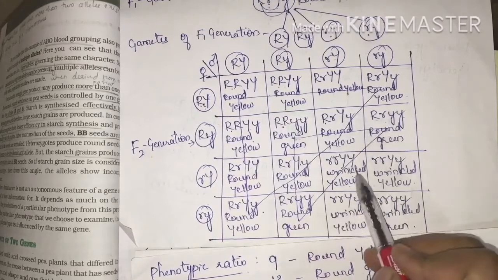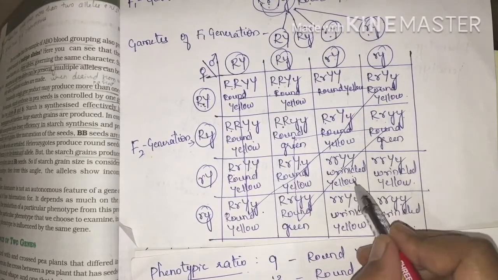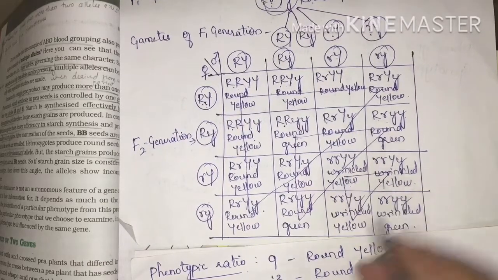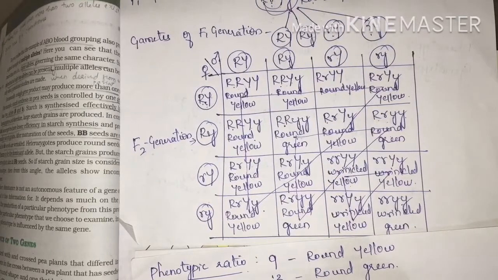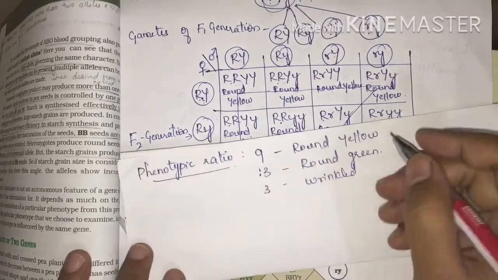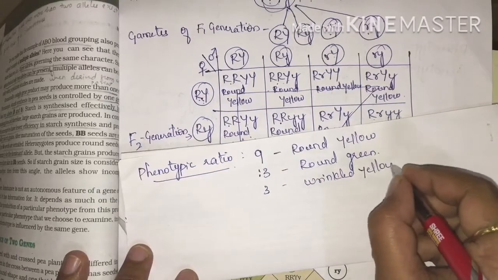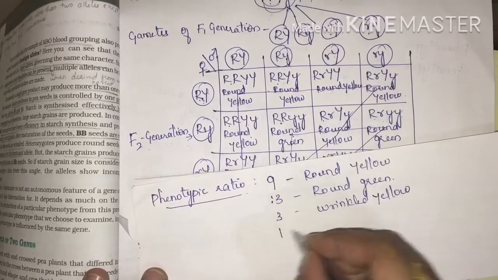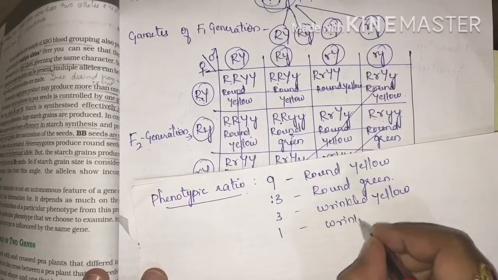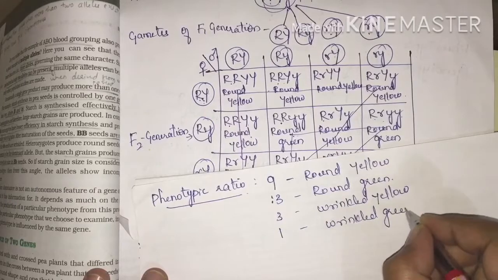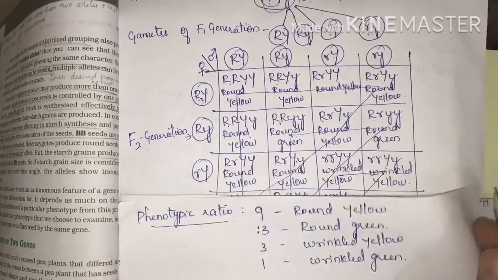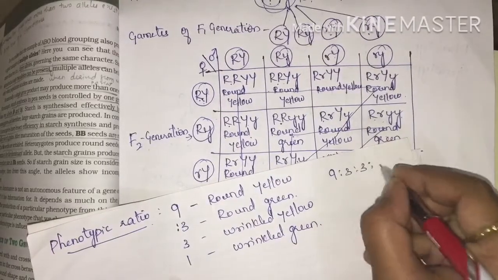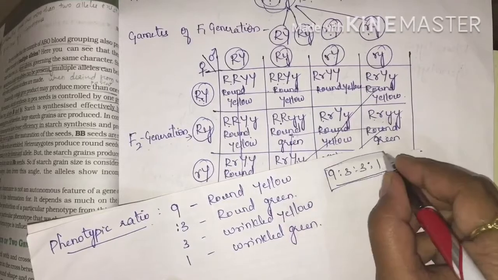Okay, now we have counted this. Next comes wrinkled yellow. Wrinkled yellow 1, 2, 3. So 3 of those wrinkled yellow, and lastly only one has been left, that is wrinkled green. 1 wrinkled green. Okay, so what is the phenotypic ratio? Phenotypic ratio is 9:3:3:1. This is the phenotypic ratio of dihybrid cross.